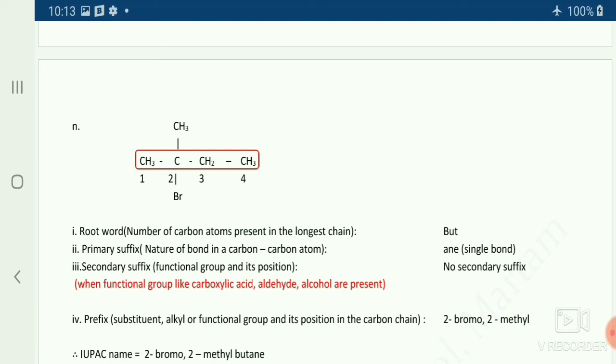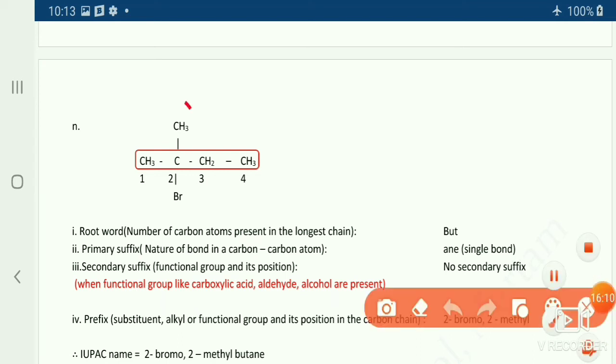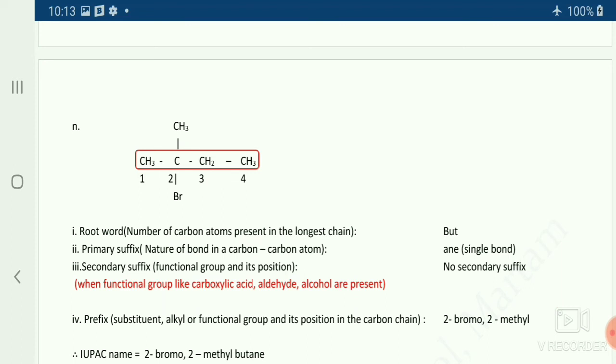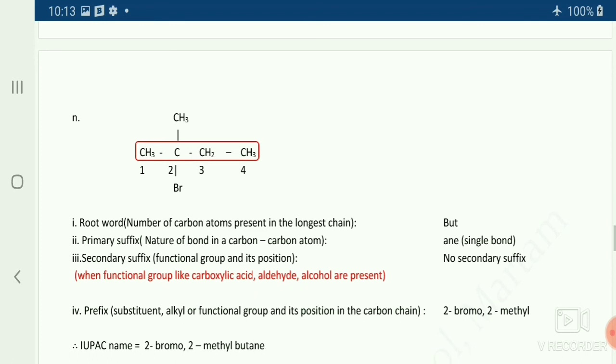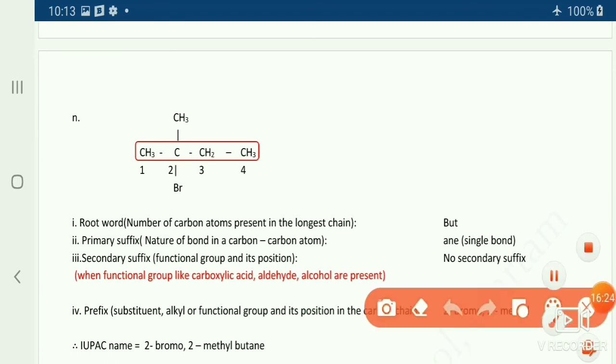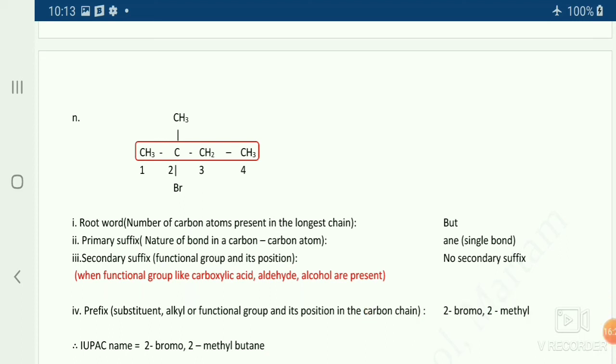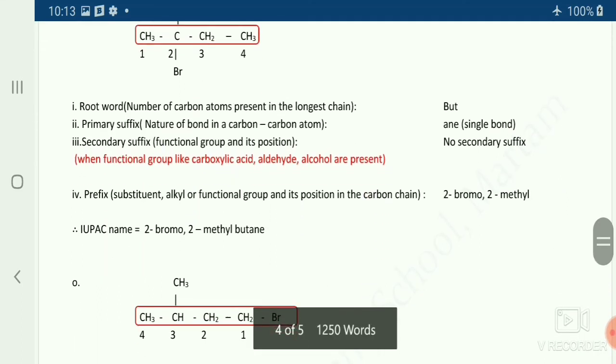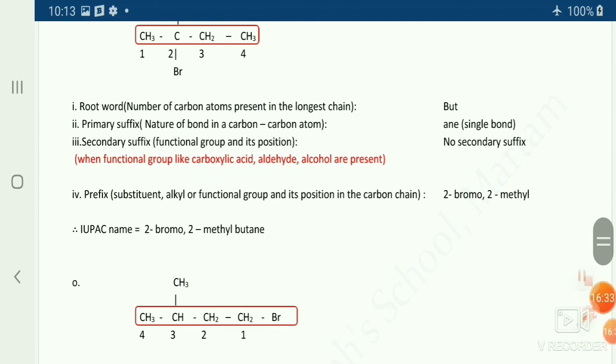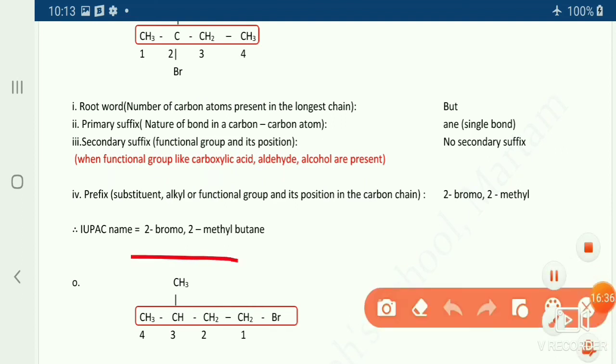Okay, and then for the prefix we have to see the 2 branches. One is methyl, position is 2, and one is bromine, position is 2. But in alphabetical order, which comes first? Bromine. So we have to write bromine first. 2-bromo, 2-methyl. That is the position. So 2-bromo, 2-methyl is the prefix, and then finally the name. The name is 2-bromo-2-methylbutane.